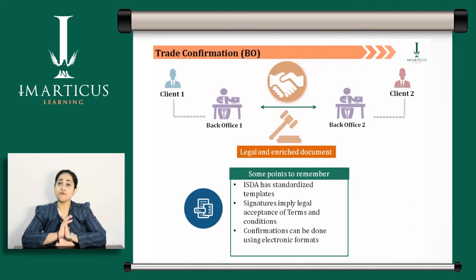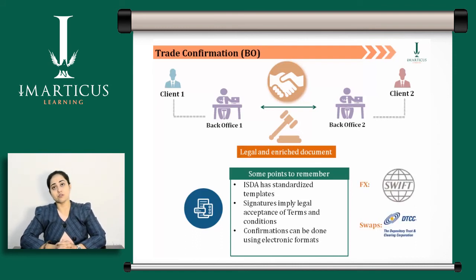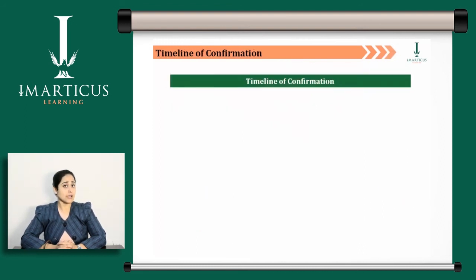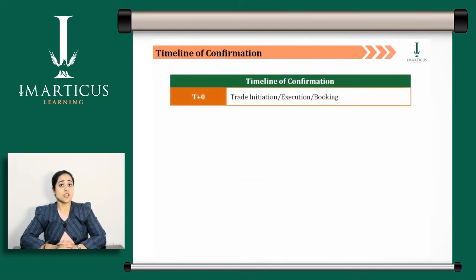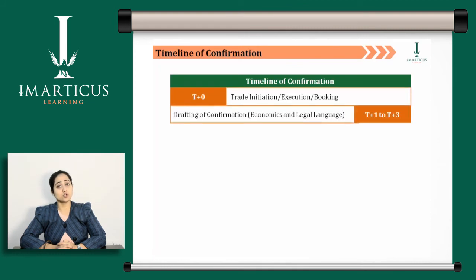If the market has evolved, then confirmations can use electronic formats rather than documentation. The electronic forms of confirmation include SWIFT for foreign exchange transactions and DTCC for swaps. Next, we will look at the timeline of a confirmation. To begin with, T plus 0 is trade initiation or execution or booking. Next, T plus 1 to T plus 3 is for drafting of confirmation, which includes trade economics and legal language.